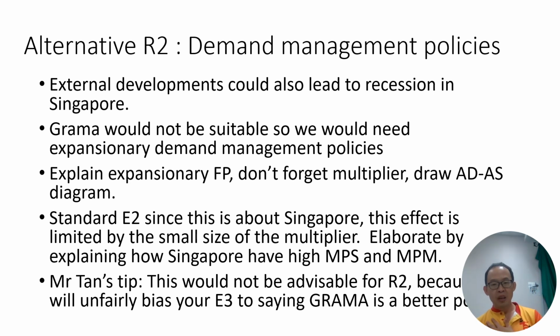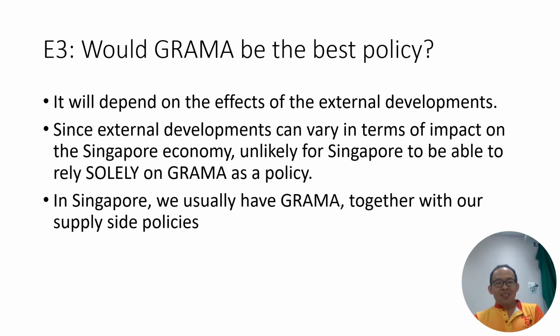Now, my tip is this. I wouldn't advise students to use this for R2 because if you say demand management policies such as expansionary fiscal policies, all of us know that Singapore's multiplier is small. So if you were to put this as R2 instead of supply side policies in the short run, this will unfairly bias your E3. Your summative conclusion is saying that GRAMA is a better policy. So I would recommend students for the R2 to stick to the short run supply side policy and not the demand management policy. Suppose you have done that.